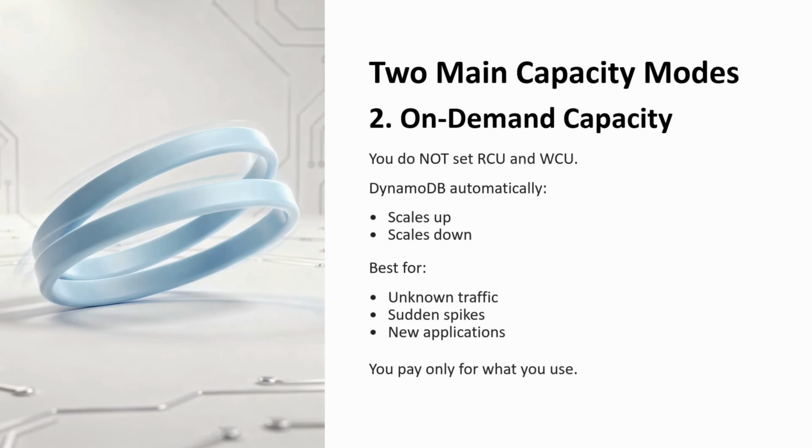The second one is on-demand capacity. You do not set read capacity units and write capacity units. DynamoDB automatically scales up and scales down. It is best for unknown traffic, sudden spikes, and new applications. You pay only for what you use.